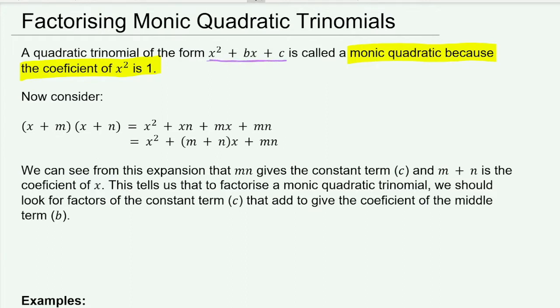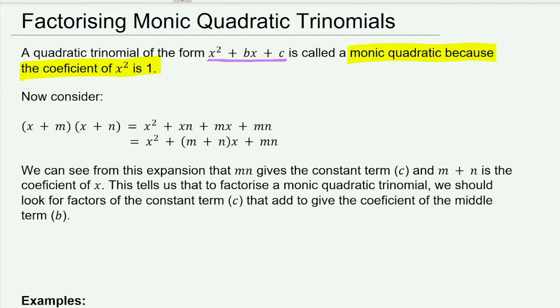Now quadratics do take this form of x squared plus bx plus c. And then we look at our example a little bit here. We can sort of see what's happening. Alright, we can see from that expansion that mn gives us a constant term, which is c, the constant term. m plus n is the coefficient of x, and that's the b part of our trinomial form. It tells us that we should look for factors that will multiply to become the constant term, but will add to give the coefficient of the middle term.